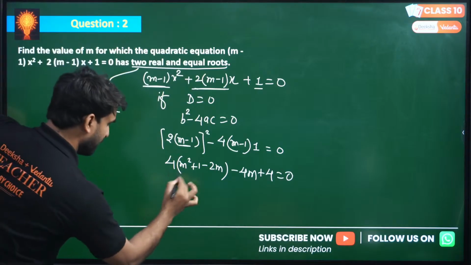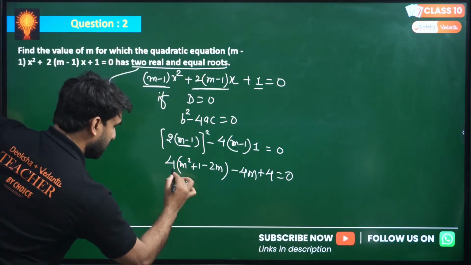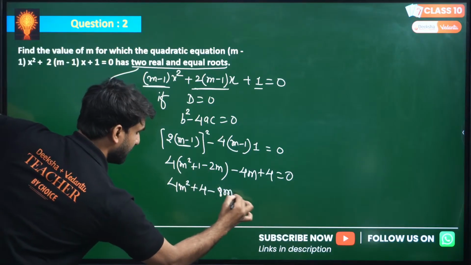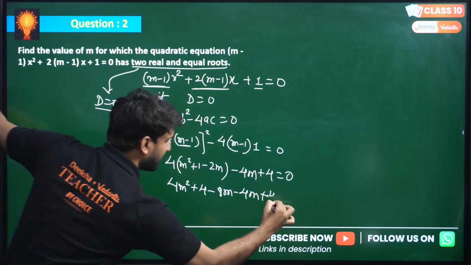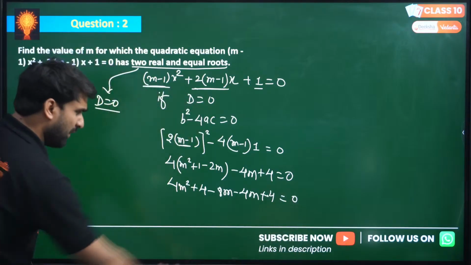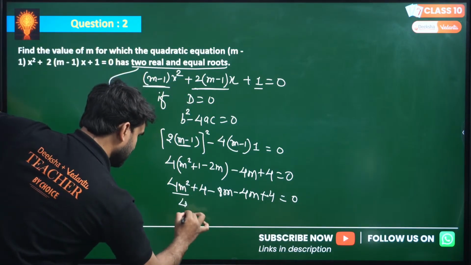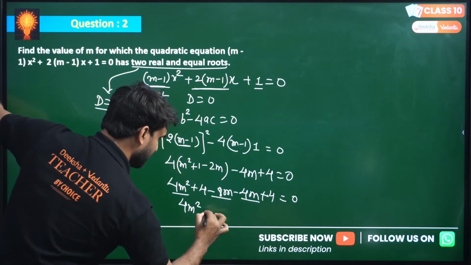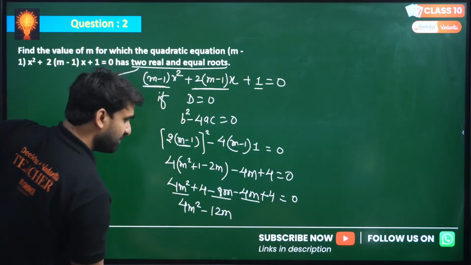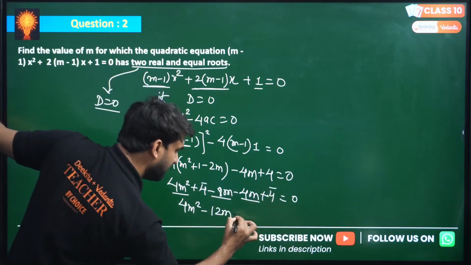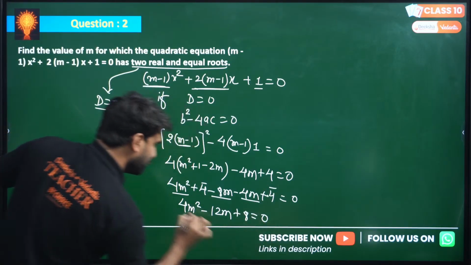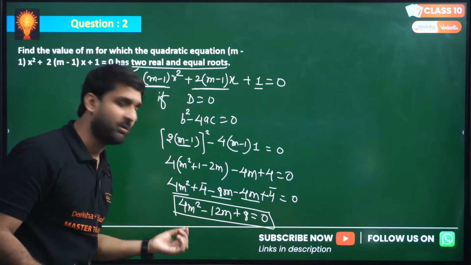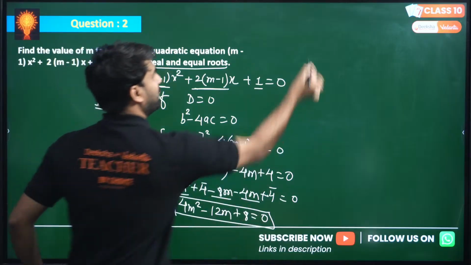Now solve this. 4m square, plus 4 into 1 will be 4, and 4 into 2 minus 8m, minus 4m, plus 4 equals 0. Now what can we do? This is 4m square, 4m square. This is minus 8m minus 4m, so this will be minus 12m, and 4 plus 4 will be plus 8 equals 0. So we have the final quadratic equation in the form of m. We need m, so we have to solve this quadratic equation.